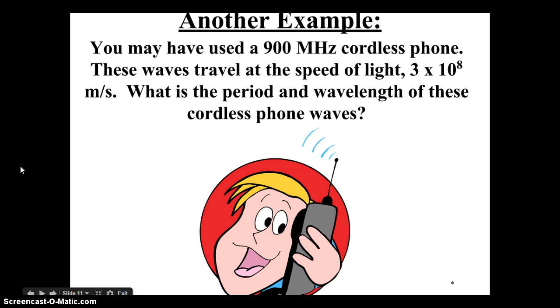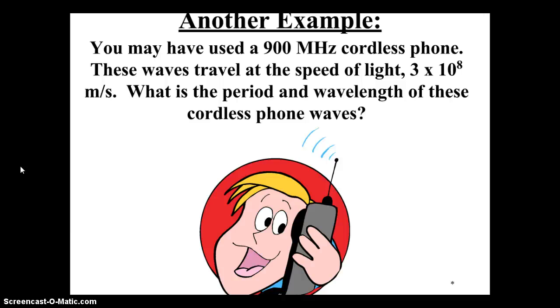Here's an example of how we can use that to figure out the period of the wave and the wavelength. So you have a 900 megahertz cordless phone. They travel at the speed of 3 times 10 to the 8th meters per second, which is the speed of light, or the speed of electromagnetic waves in a vacuum. And it wants you to find the period and the wavelength of this cordless phone.